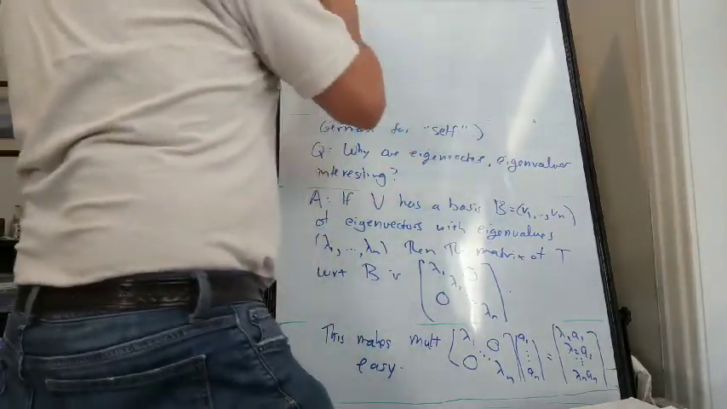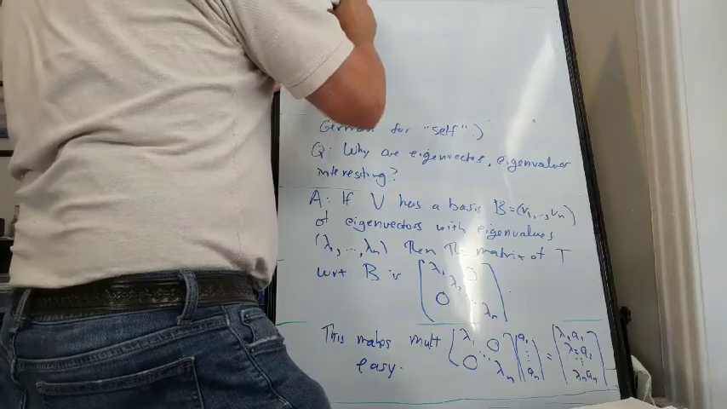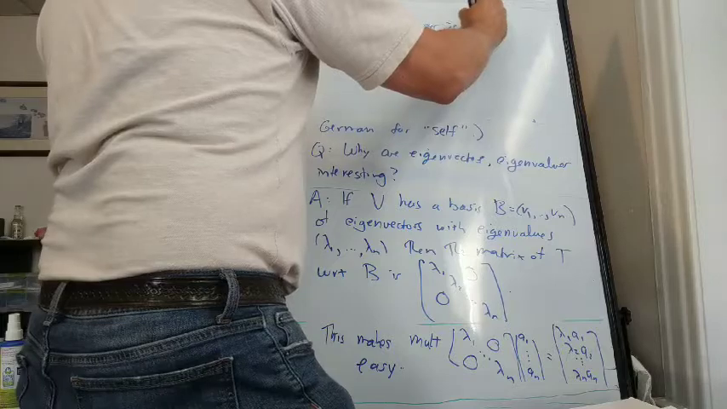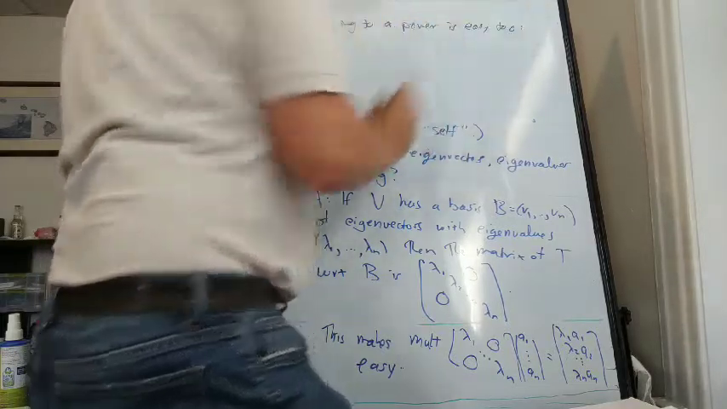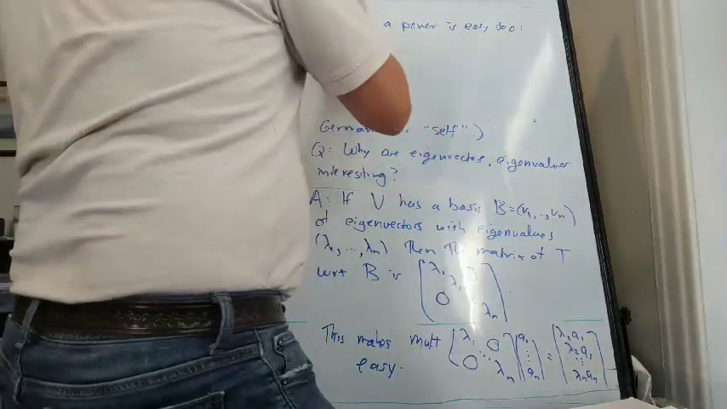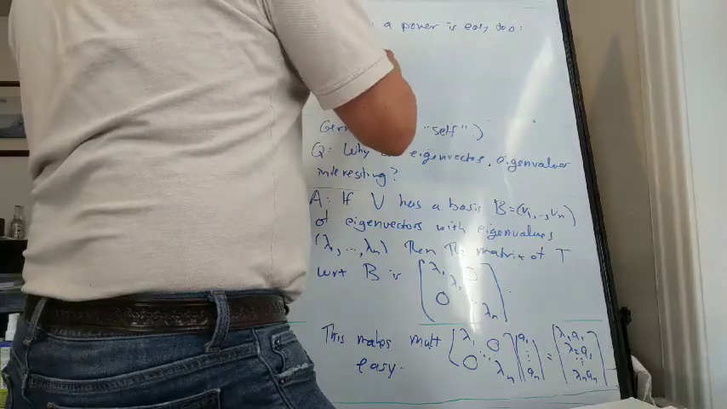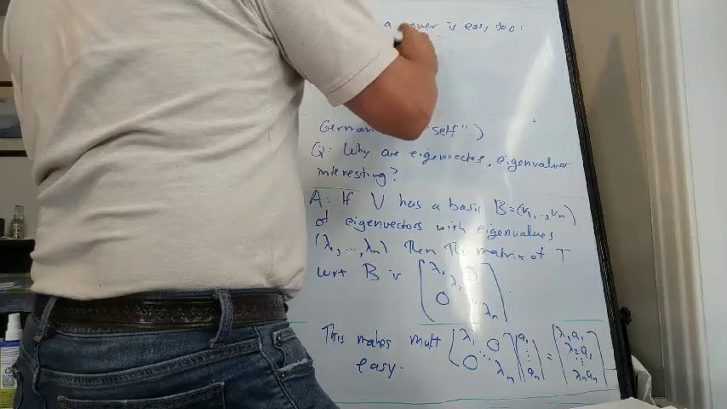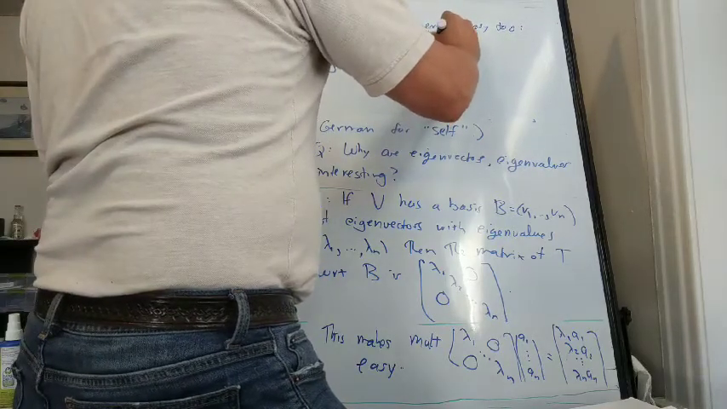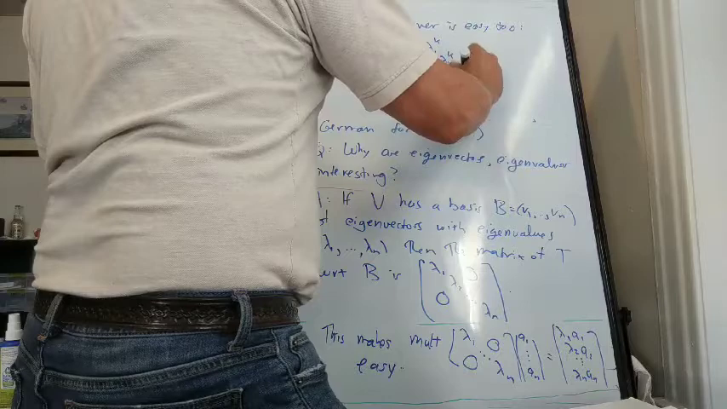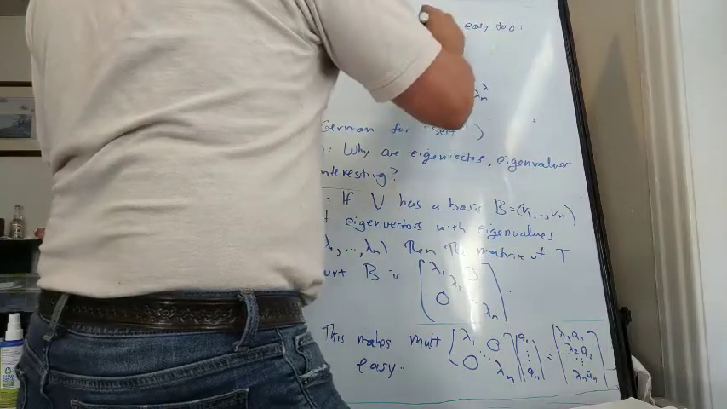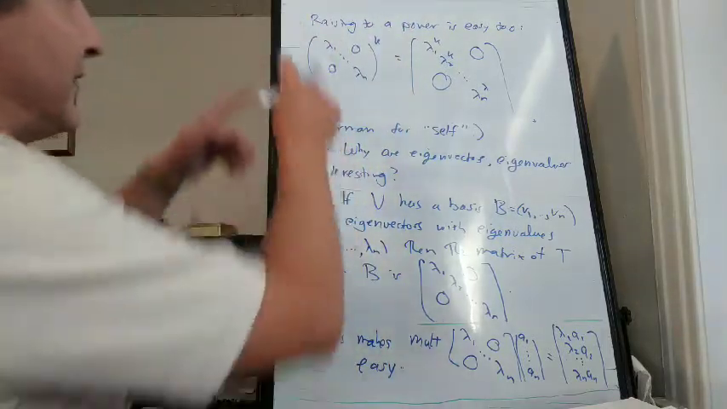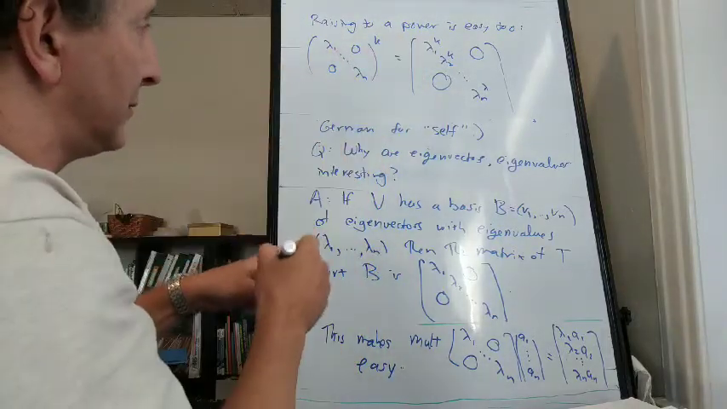Raising to a power is easy too. So if we have lambda 1 through lambda n on the diagonal and zeros everywhere else, and we raise that to the kth power, we just get lambda 1 to the k, lambda 2 to the k, etc., down to lambda n to the k. Still a diagonal matrix. All we did was raise the diagonal entries to the kth power.